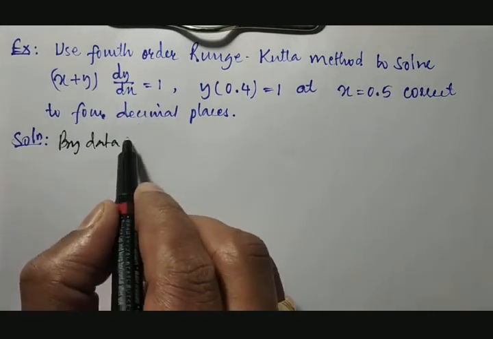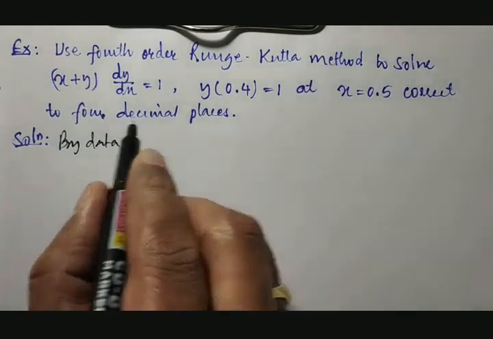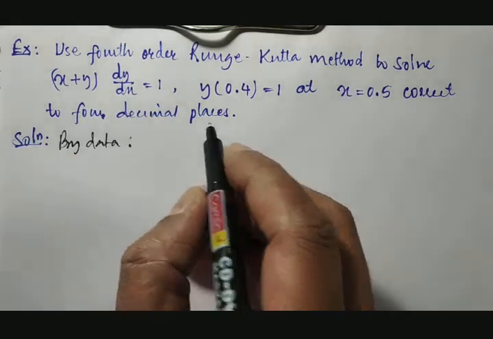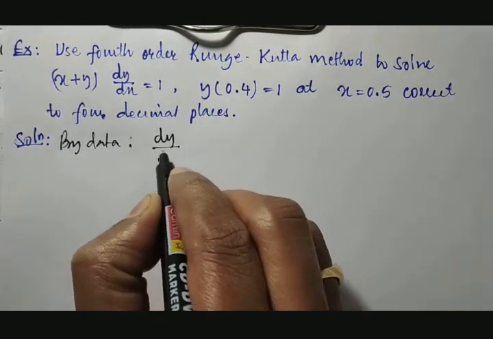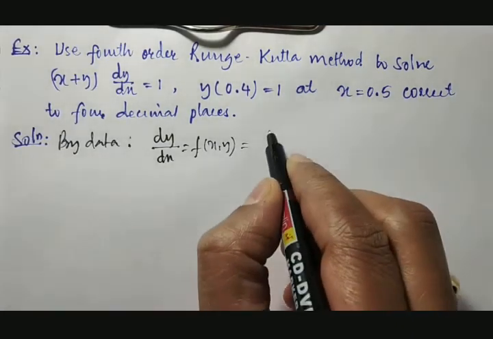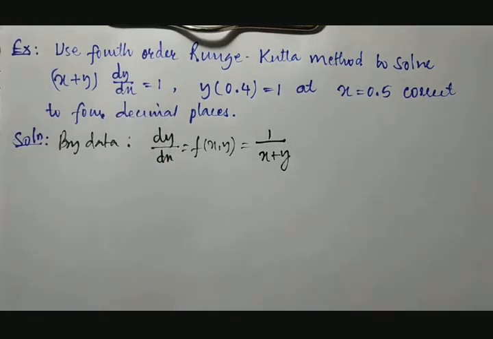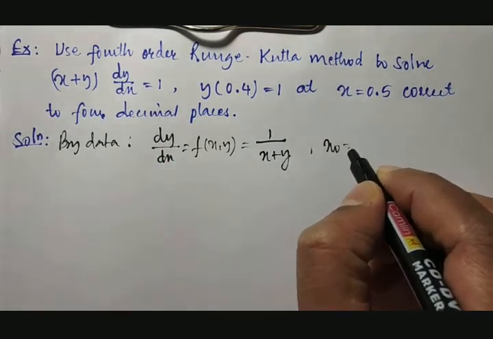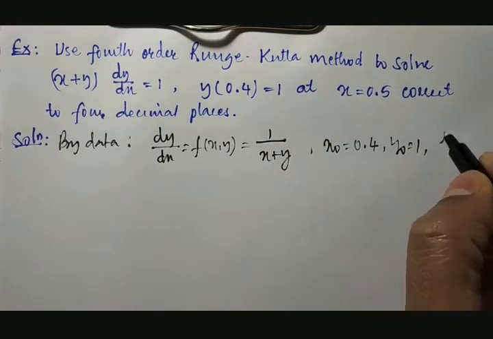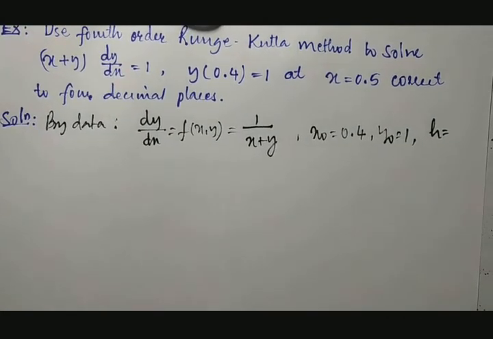So very first, let us take the things from the data provided in the example itself. The given function is (x plus y) dy by dx equals 1, and we know that dy by dx will be treated as f of x comma y, which is equal to 1 divided by x plus y, where x naught is equal to 0.4 and y naught is equal to 1, and the step length is not mentioned in this example, so it has to be calculated.